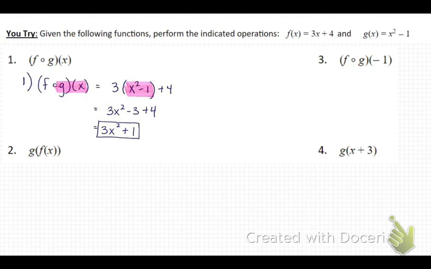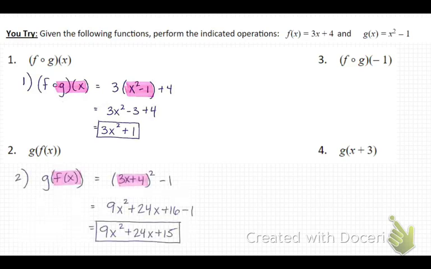Yes? Okay. Are you ready for number 2? Yes? Okay, so on number 2, f goes into g. 3x plus 4 goes into x squared minus 1, and this is what you should have gotten. The 9x squared plus 24x plus 16 comes from the FOIL or the box method or multiplying. Okay, remember you have to FOIL or use the box method.